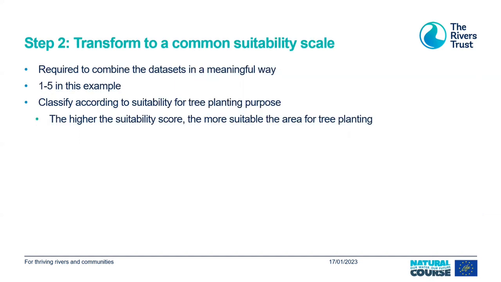The next step is to transform your data to a common suitability scale. So this is necessary so that you can combine the data sets in a meaningful way. You need them all to be on a common scale. We're going to use a 1 to 5 scale in this example, but you can use anything that you like. There's quite a few options in the tool itself. We can classify the data according to how suitable they are for tree planting purposes. In this example, the higher the suitability score, the more suitable it is for tree planting.